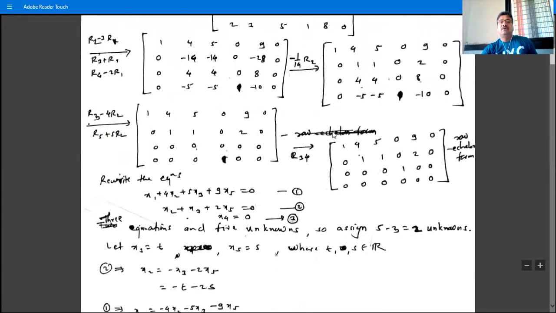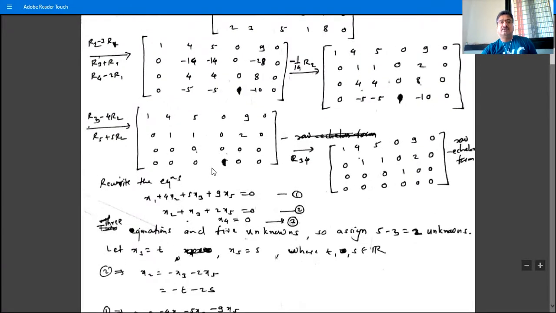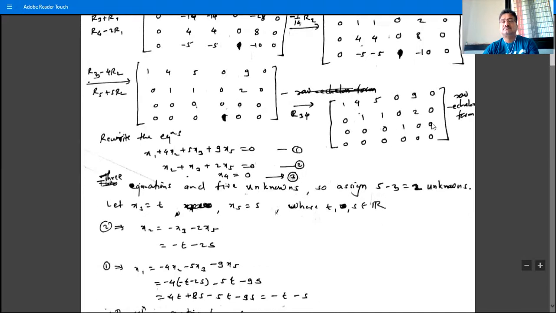Now, we have to reduce this element to 1, this element to 1, but it is not 1. So this row is 0, so we interchange the third row and fourth row. So R3, R4. And so we have the first row as it is, second row as it is, and the last row becomes the third row. And this is an echelon form. This is a row echelon form, or say echelon form.